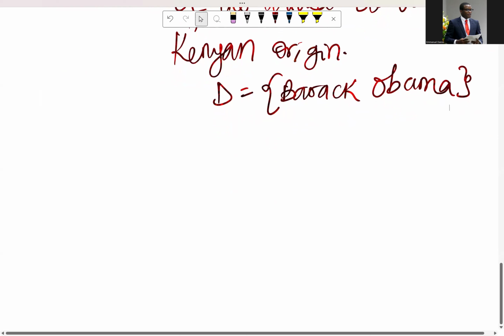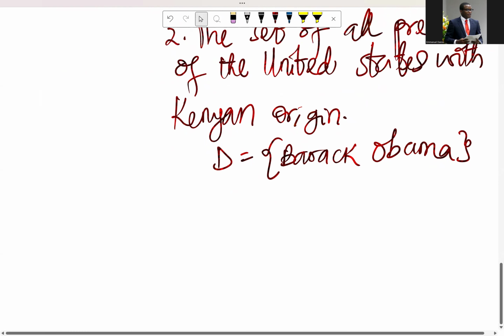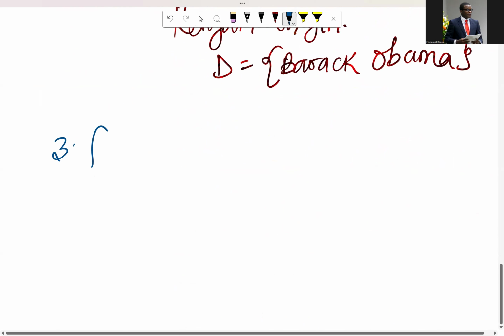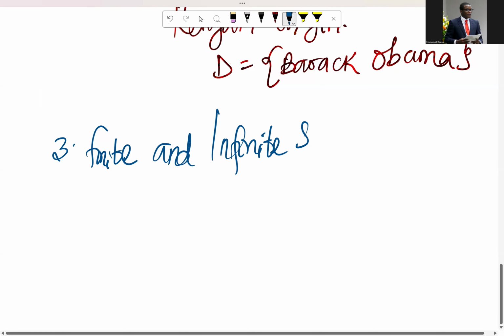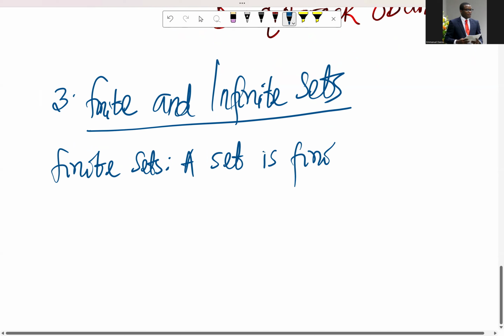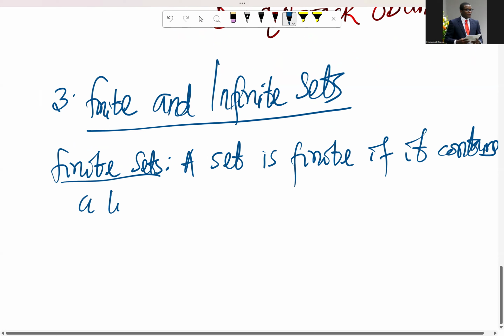Of course, we've talked about this previously, but I think it's worth mentioning again: the idea of finite and infinite sets. So there are types of sets too. Like we already know, a set is finite if it contains a limited number of elements.